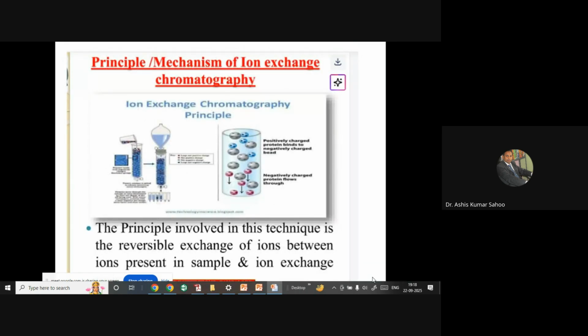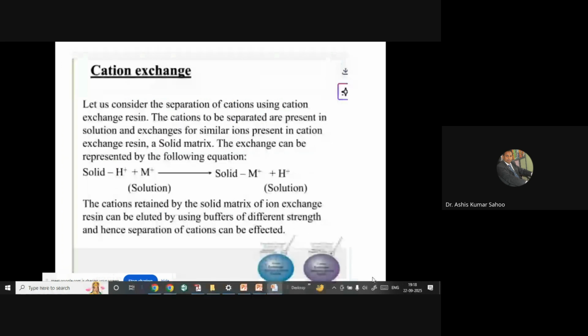The principle and mechanism of ion exchange chromatography. The principle involved in the technique is the reversible exchange of ions between ions present in the sample and the ion exchanger. So these are the different principles.